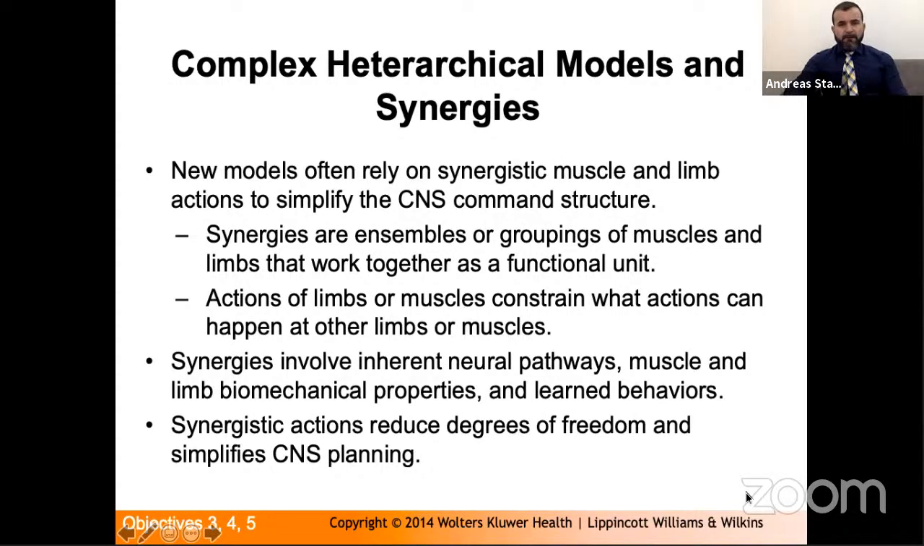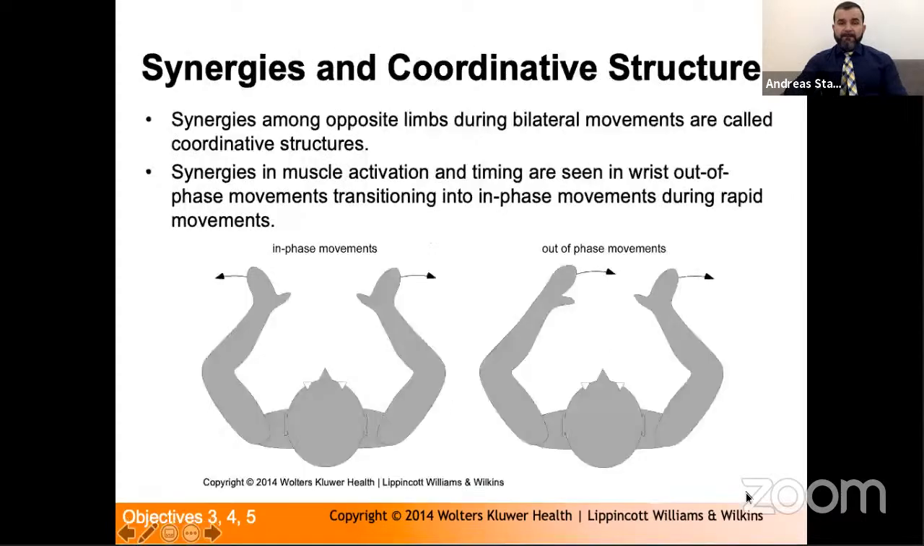Synergies. That's what we're going to talk about today. Synergies are groupings of muscles and limbs that work together as a functional unit. Synergies involve inherent neural pathways, muscle and limb biomechanical properties, and learned behaviors. Synergistic actions reduce degrees of freedom and simplify CNS planning.